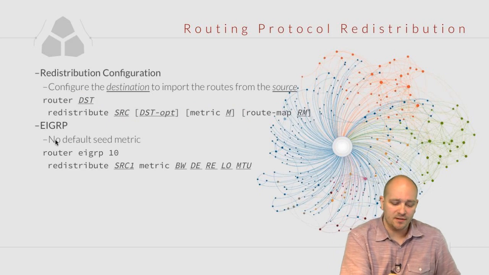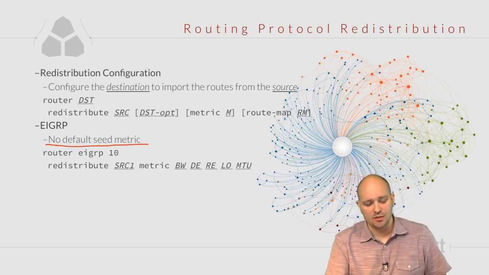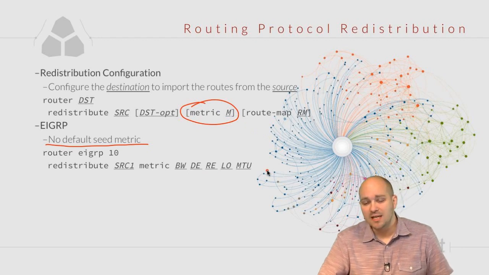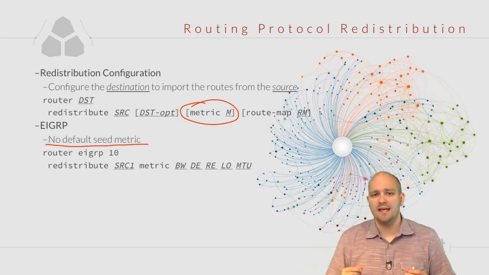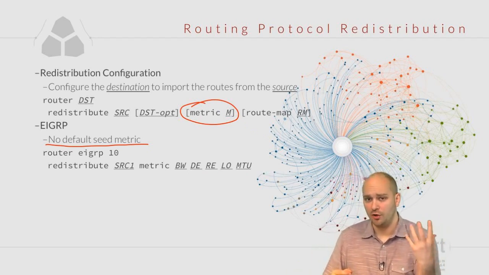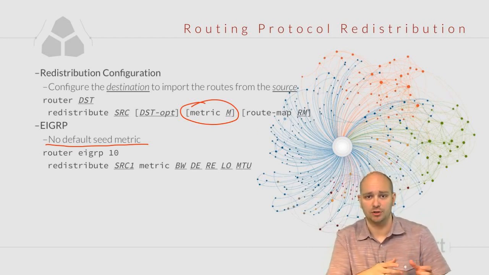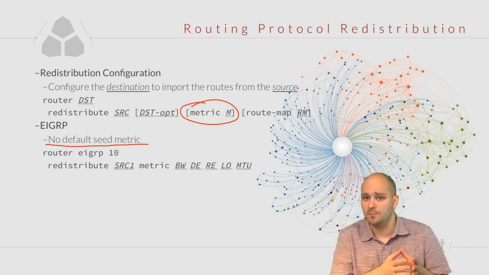So let's take a look at, for example, EIGRP. For EIGRP, the thing to keep in mind when configuring redistribution is that there is no default seed metric. Now, what is seed metric? It's this part here. When we configure the redistribution, we are taking the routes from another routing source that have some sort of metric from that other routing source, for example, OSPF cost or calculated BGP attributes or whatever that metric might be.